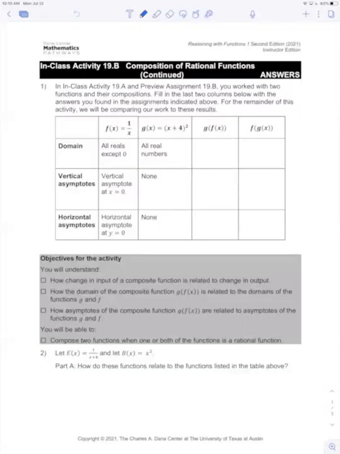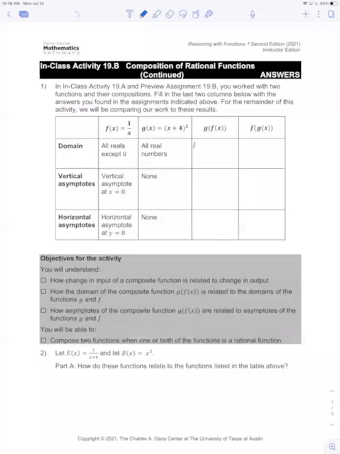In-class activity 19B. 1. In-class activity 19A and preview assignment 19B, you worked with two functions and their compositions. Fill in the last two columns below with the answers you found in the assignments indicated above. For the remainder of this activity, we will be comparing our work to these results. So we'll do the g of f first here.